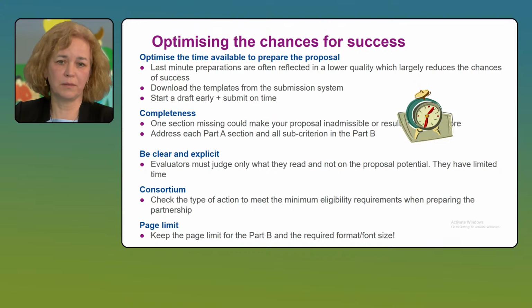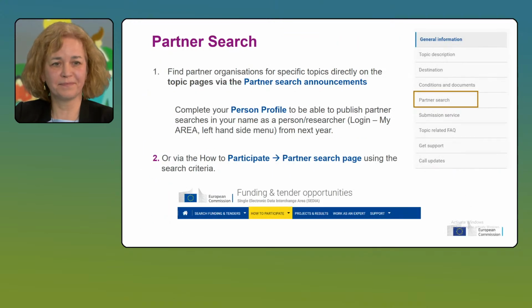For the consortium, I also mentioned, please look at the type of action to know what is the minimum eligibility requirement. And other than that, the topic conditions are also relevant. The page limit is very strict, so we have just one annex normally. It is the Part B, except for the lump sum proposals where there's also a detailed annex for the budget. And the next slide, please.